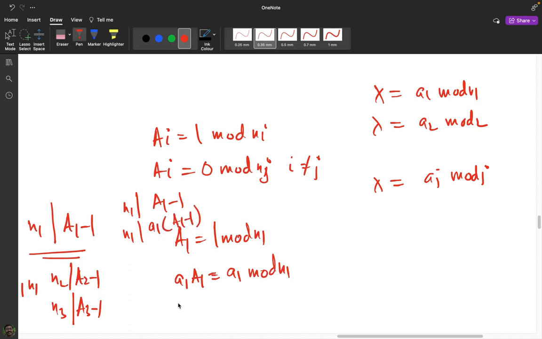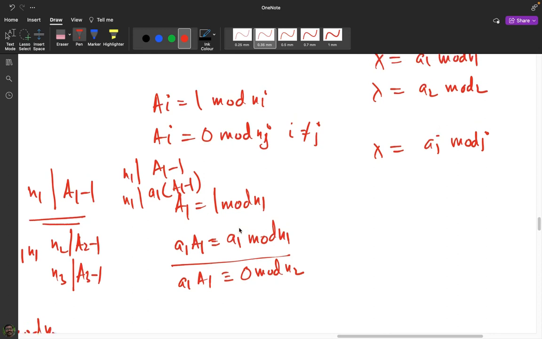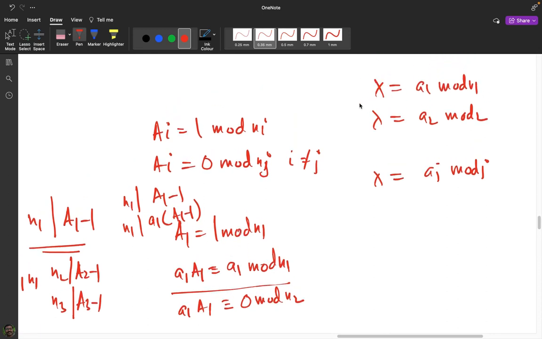So a1 into a1 will be congruent to a1 mod n1. Is that clear? Now what can you say about other numbers? Already a1 is congruent to 0 mod n2, so a1 into a1 also will be congruent to 0 mod n2. Okay, so if you consider a1 into a1, it will satisfy this first condition, but it will not satisfy the second condition.